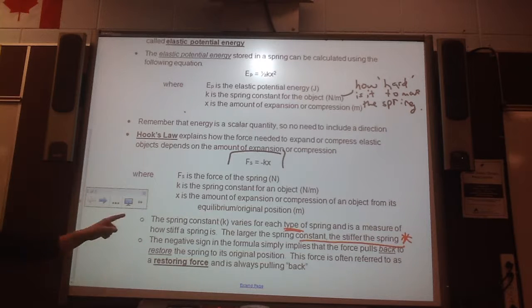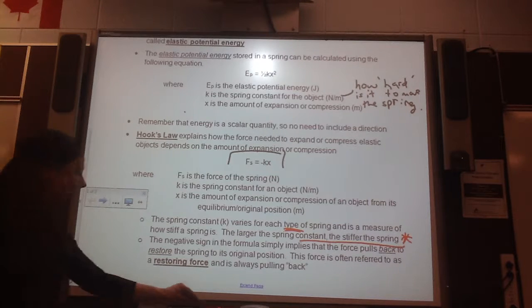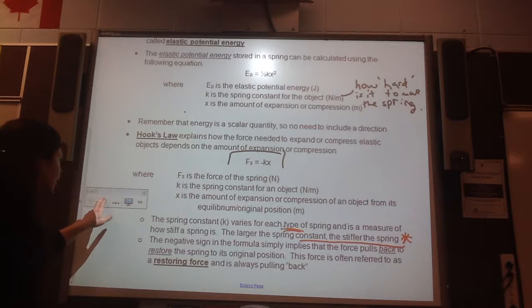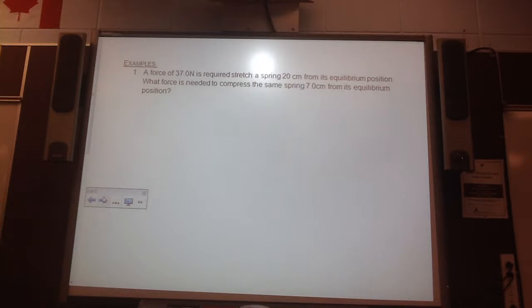Okay, good. Let's read this first. Okay, the negative sign in the formula simply implies that the force pulls back to restore the spring to its original position. This force is often referred to as the restoring force and is always pulling back. So actually, to answer your question, we don't use the negative really in the formula. It's just saying the force pulls back. So it's like your vector quantity, that you know that your spring is always pulling back. Okay, let's go to the first example.